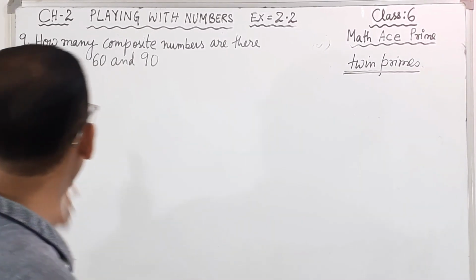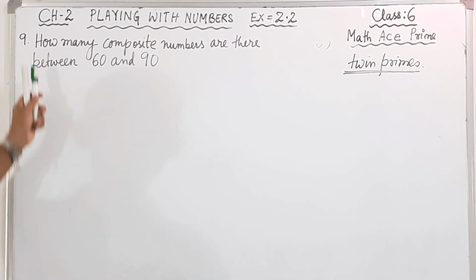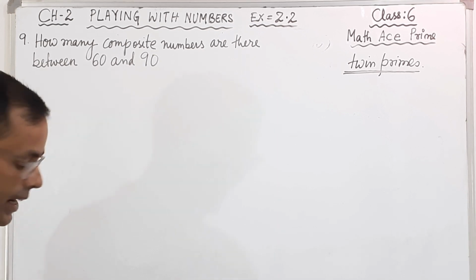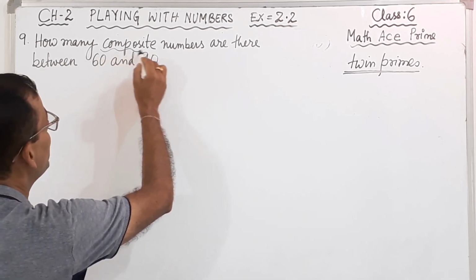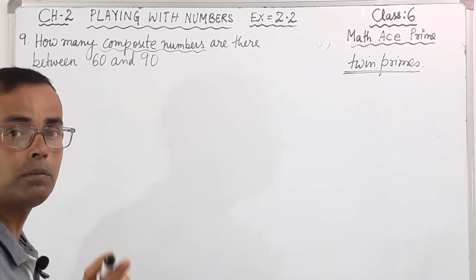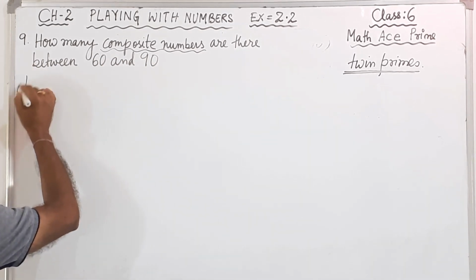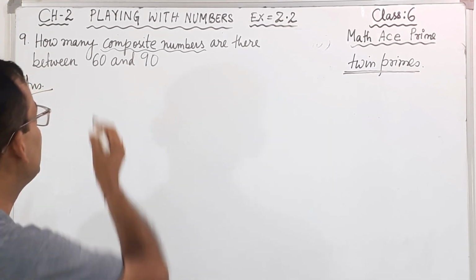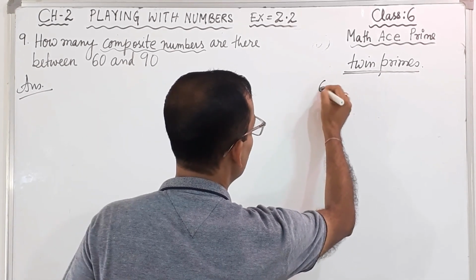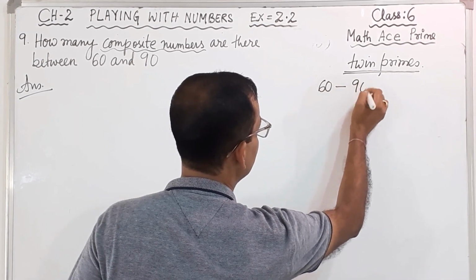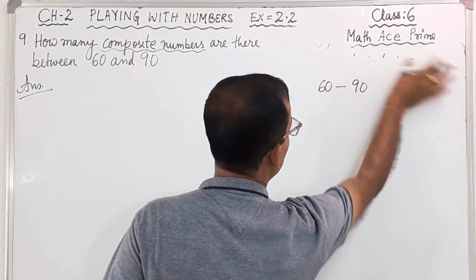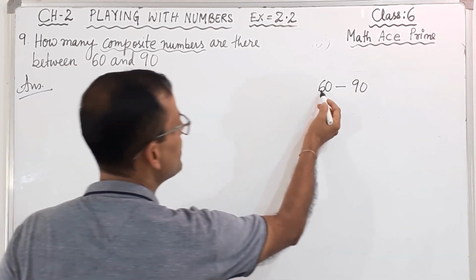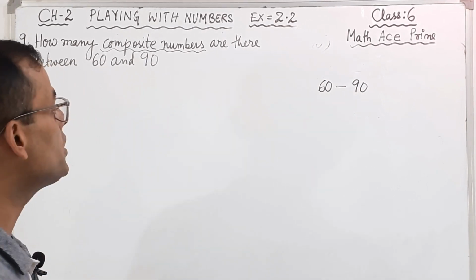Now let us come to the next question, question number 9. How many composite numbers are there between 60 and 90? So they are asking us to find out how many numbers are there. What numbers? Composite numbers. So the answer is very easy, but little bit rough work also you have to do. They are telling between 60 to 90. Okay, let me rub the twin primes, the previous sum, it is already over. So between 60 and 90, how many composite numbers are there?